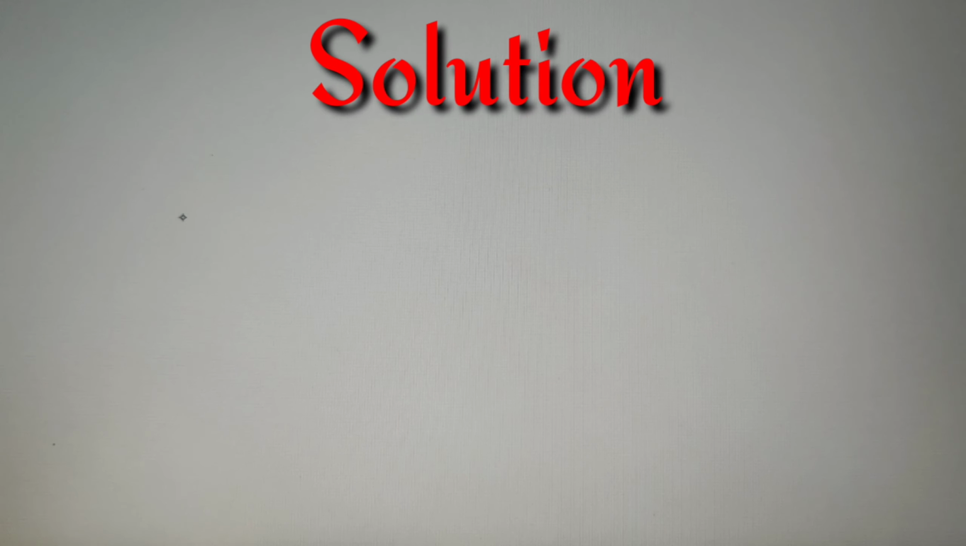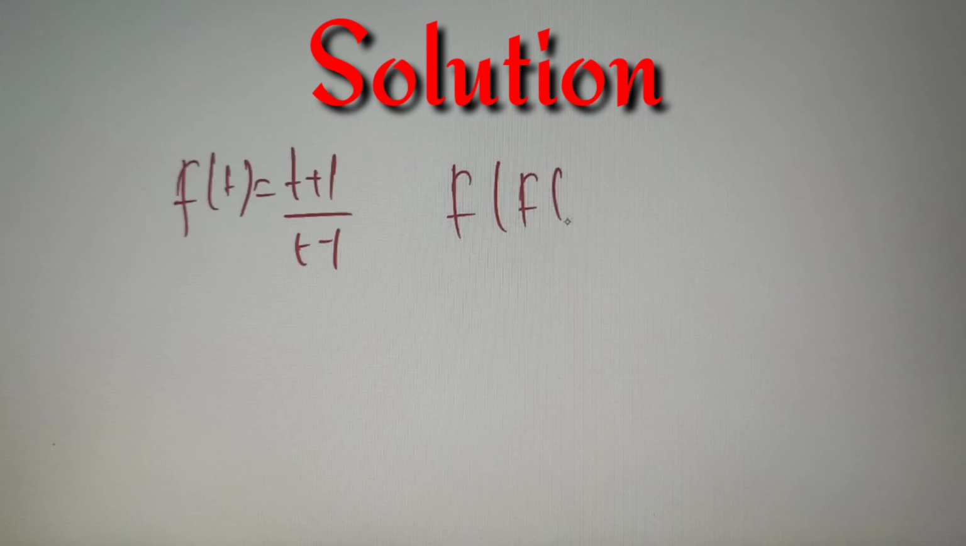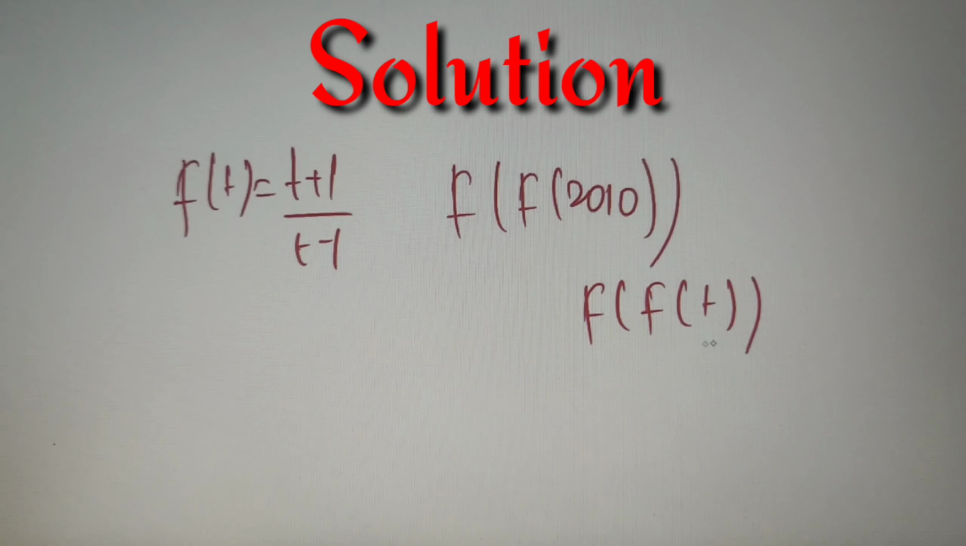I hope that you've tried the question and you've got the solution, and if you didn't, then let's check the solution. So according to the given question, we are given that f of t is equal to t plus 1 whole divided by t minus 1, and we have to find the value of f of f of 2010. So first we have to find the value of f of f of t in order to find this value. Now to find the value of a composite function, we have to replace all the values of t with f of t. So we have to put f of t in place of t.